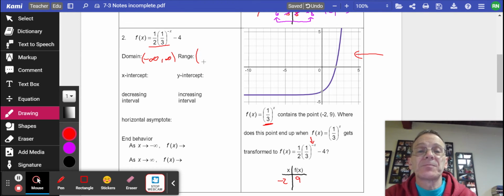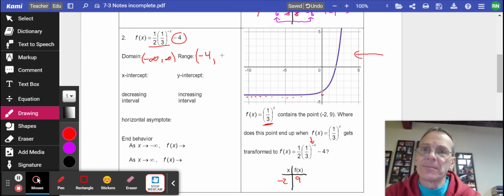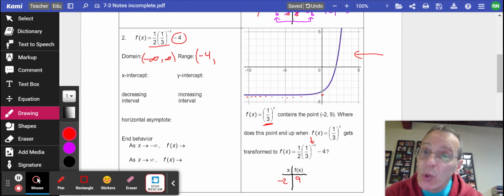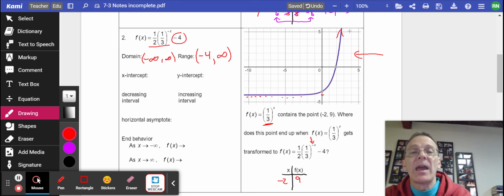The range: there appears to be a horizontal asymptote here at -4, and that confirms that these y values never get below -4. That's the lowest y value. In fact, -4 is not even really included, right? And the y values seem to go up to positive infinity over here.